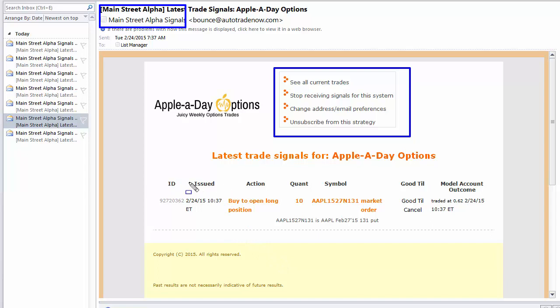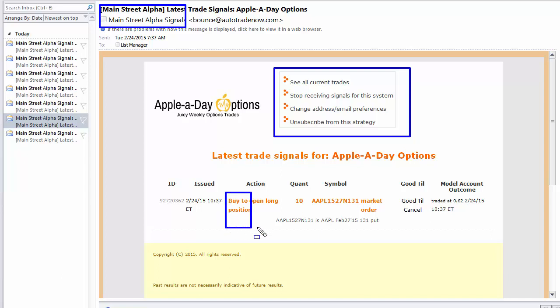The ID and the issued here on the left is not important. The first component is the action. This is what the system is doing. This does assume that you have limited knowledge of order types for options. For Apple a Day Options, since we only buy options, we're not sellers of options to open, we just have two order types: buy to open a long position, or sell to close a position. So you could buy to open puts or calls, and then you sell to close those puts or calls.